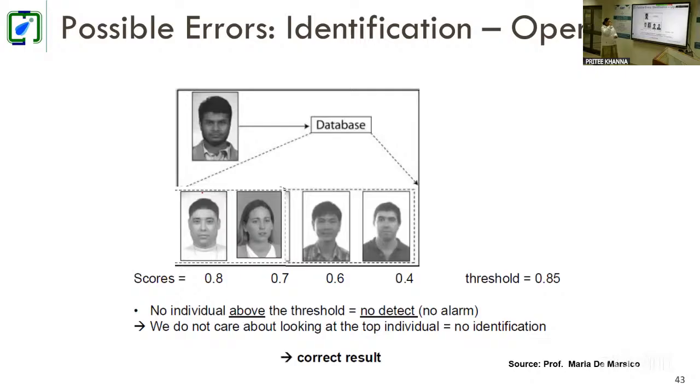Now, here you can see the threshold is 0.85. And all these scores are less. So no detection is there. But the person is not in the database either. So here you can see that it is a correct no detect, right? The person is not in. The earlier situation was where the person was in the database, right? So here it is a correct thing.